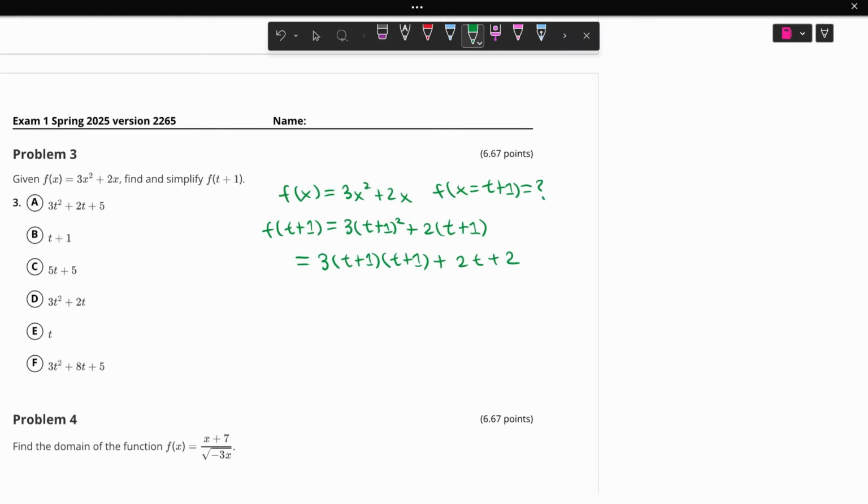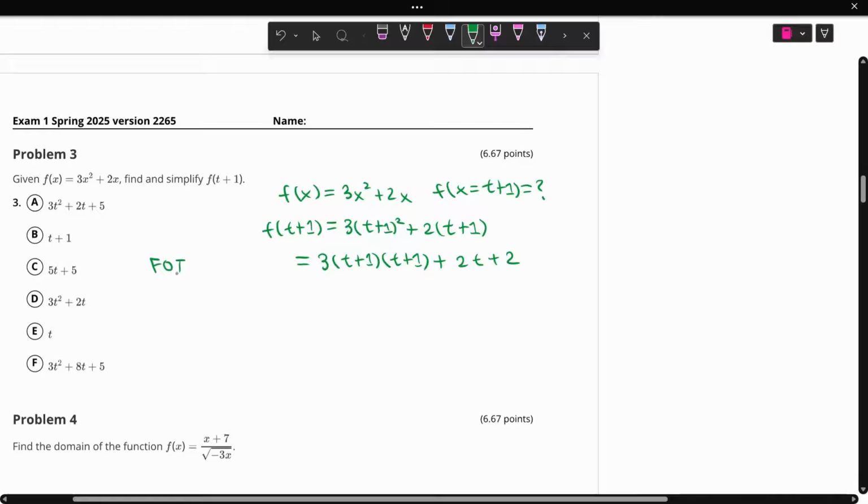So first, recall that FOIL is just an acronym that stands for first, and then outer, and then inner, and then last. And this is just an acronym used to describe the order in which you multiply things in two binomial terms here. Binomial because we have two numbers.